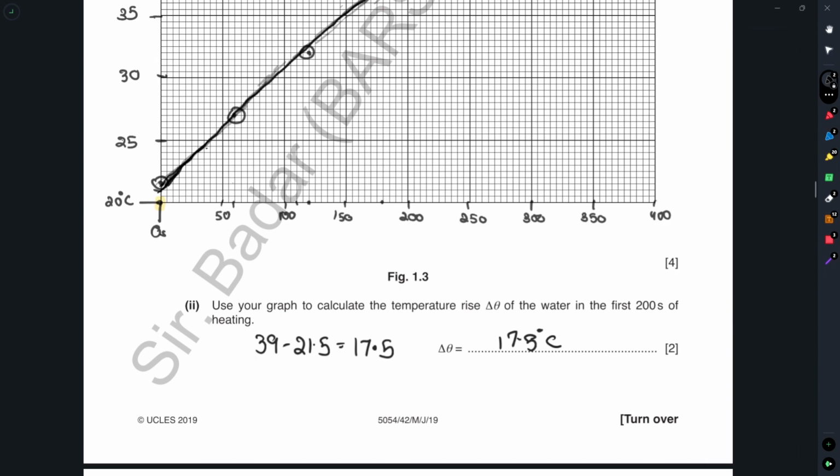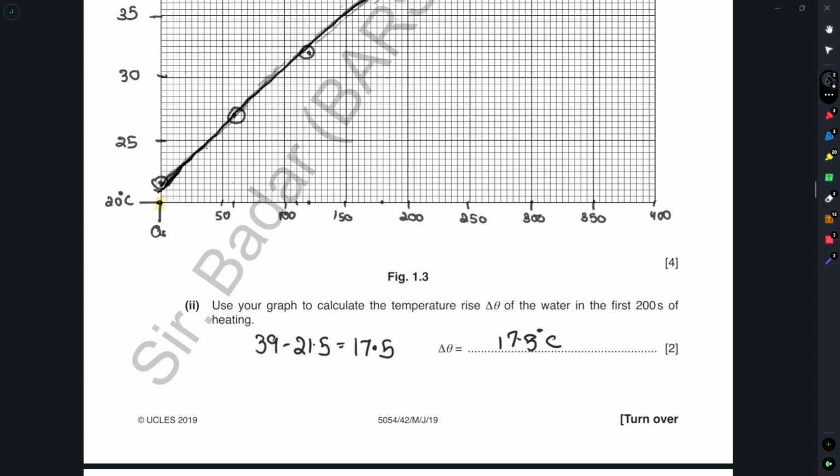Now obviously, for everyone the answer is going to be slightly different. Okay, so maybe, let's say for example, you're getting 16 or 16.5 or 18, then probably they're going to be okay.